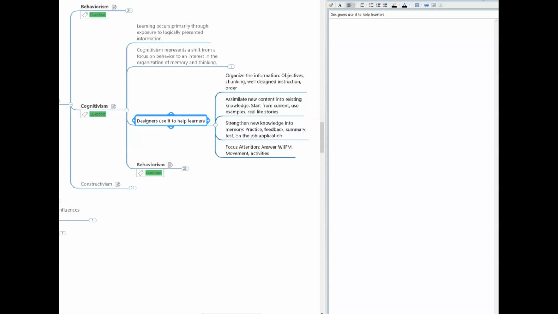They use it in 4 different ways: to organize the information, objectives, chunking, well-designed instruction, and order. Assimilate new content into existing knowledge, start from current use examples, and real-life stories. Strengthen new knowledge into memory, practice, feedback, summary test, and on-the-job application. And to focus attention to answer the what's in it for me question, to incorporate movement and activities. These are all around the idea of cognitivism.